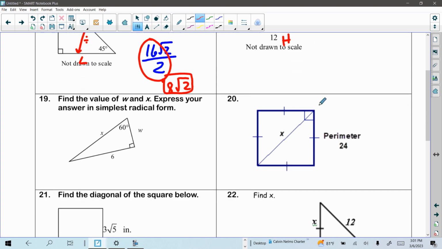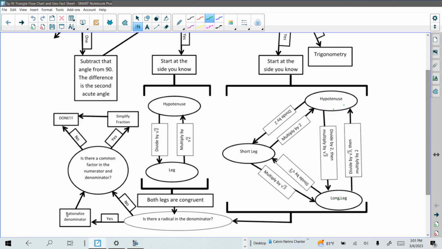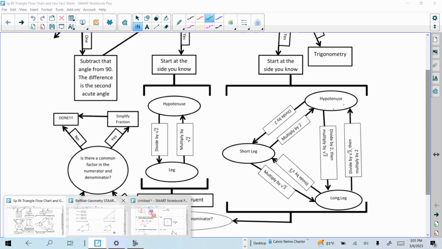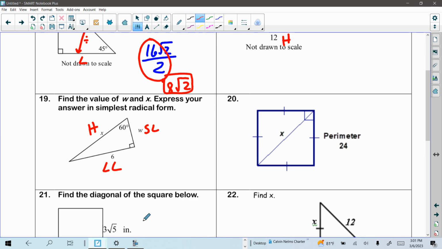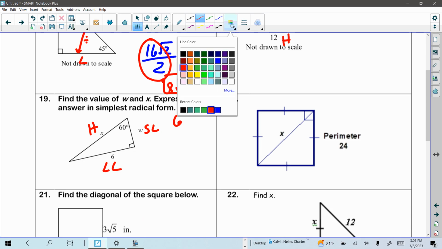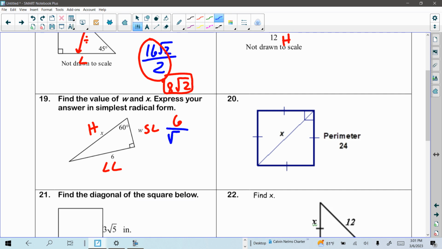I want to do 19 because this 6 here is the long leg. My w is my short leg. And my x is my hypotenuse. So I'm going from the long leg, which is right here, back to the short leg. You always want to start with short leg. And it says right here we're going to divide by root 3. So I take the value I have for that short leg, which is 6. I'm going to now divide that by root 3.